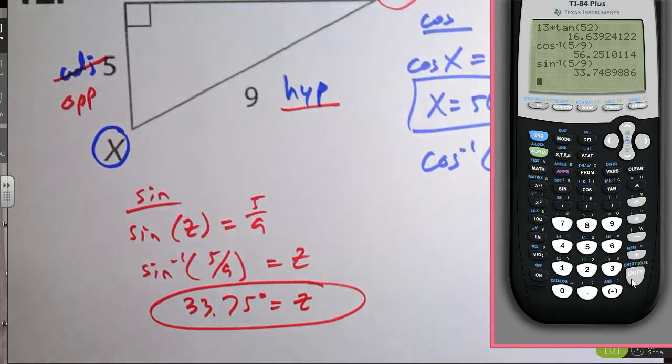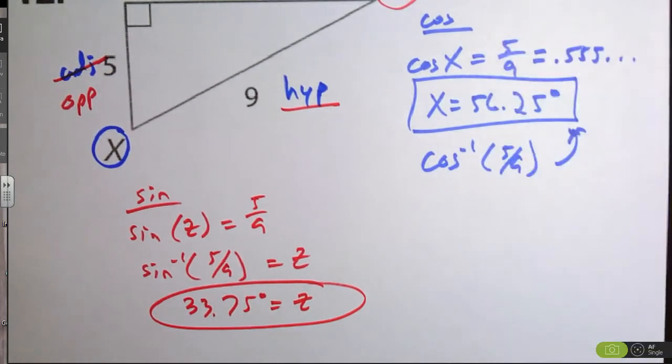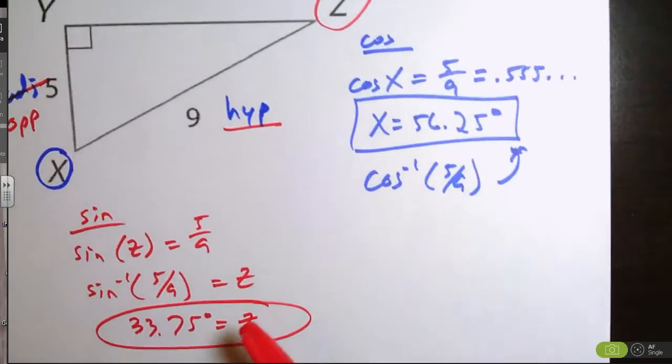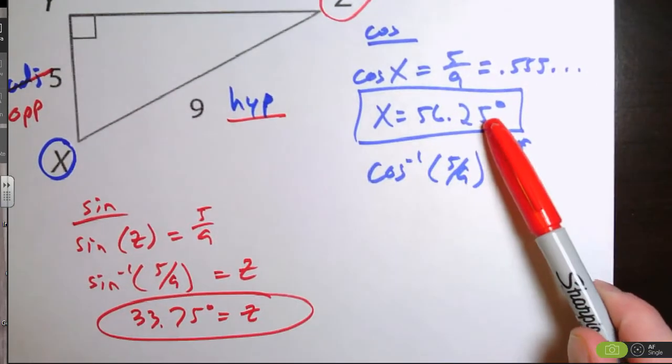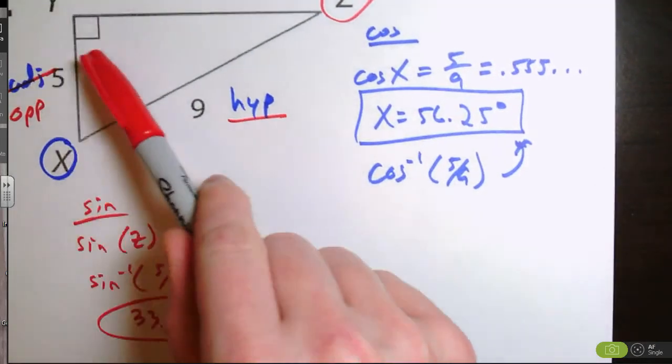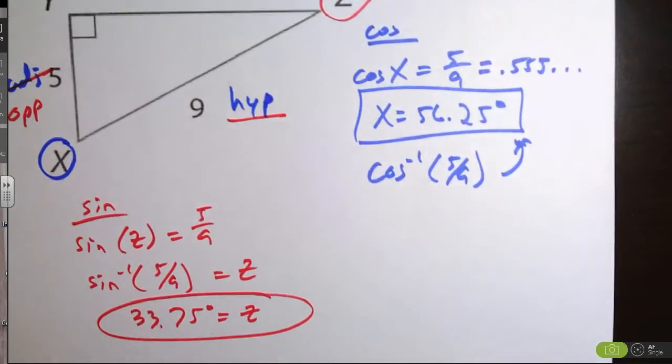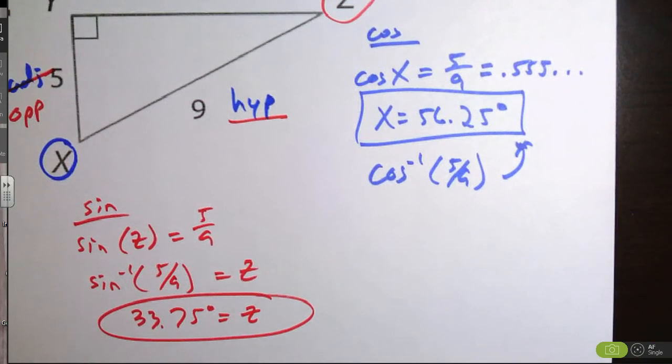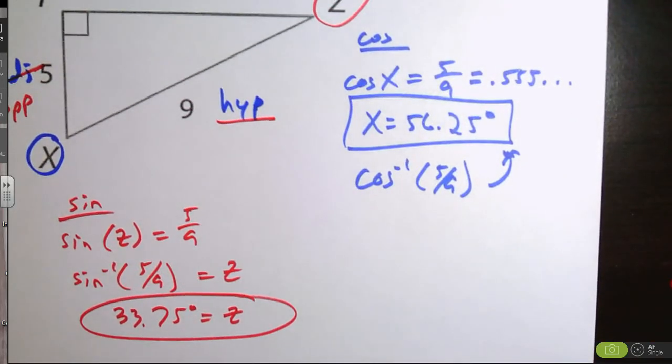If I add these two together, I get 90. 56.25 plus 33.75 equals 90, and there's already 90 taken care of here, so that gives me my 180 for the triangle. All right, there you go.